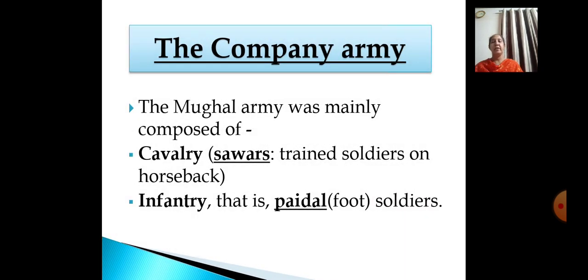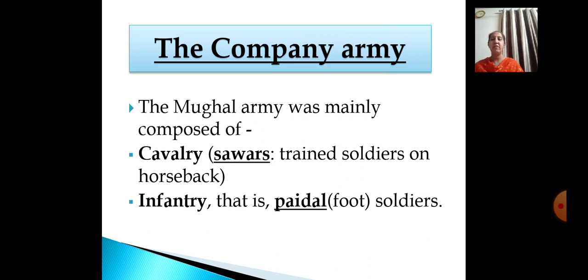Now let's move to the next topic, the Company army. How did the Company decide to have its army? Colonial rule in India brought in some new ideas of administration and reforms, but its power rested on its military strength.